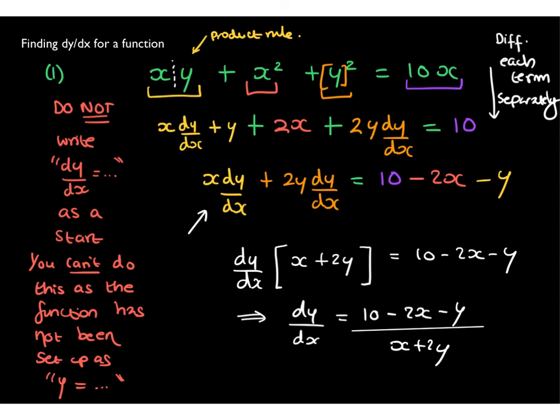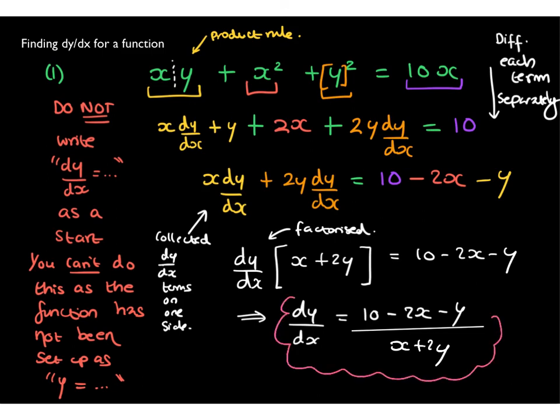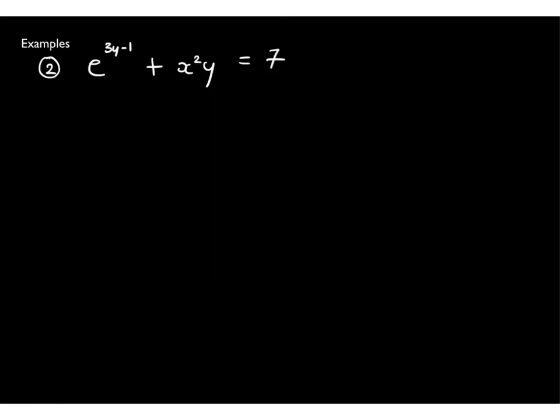So make sure you've seen what's happened here. So we collected dy by dx terms on one side. We then factorised and divided, which then allowed us to express our final answer, dy by dx, and notice it's in terms of x and y. So if you want to calculate the gradient at a particular point on the curve, you need to know the value of x and the value of y at that point. And we'll be looking at that a little bit later on. Let's look at another example.